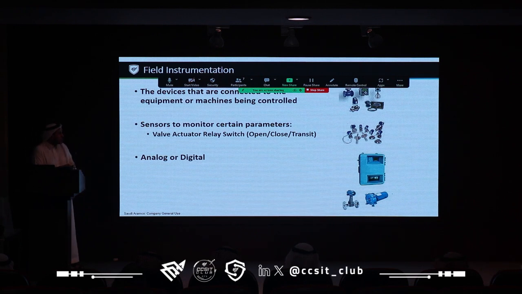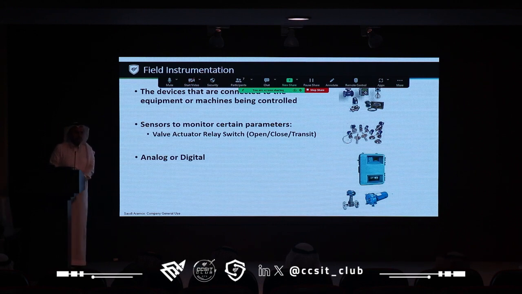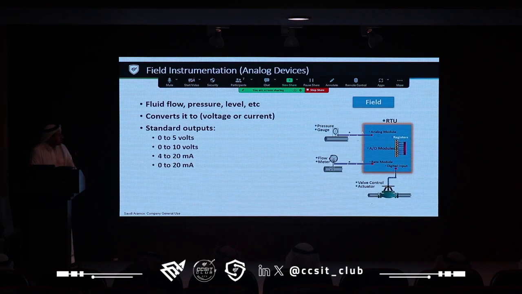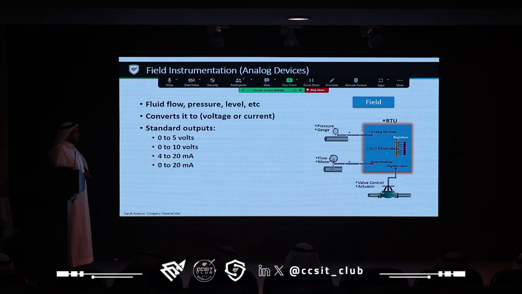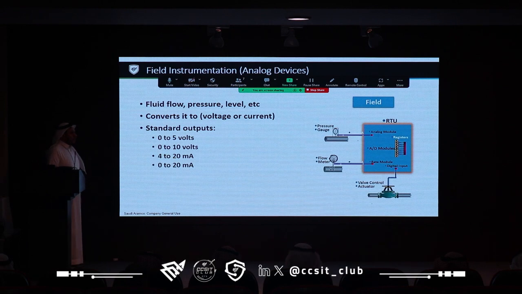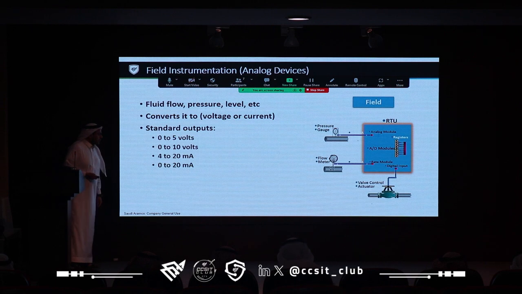Also, we have two types of field device. We have analog and digital. It's not only digital. If you look at analog devices, we have oil flow, pressure, level. It is read through analog devices, converted to voltage or current to be readable. Also, the standard output for these analog devices may be volts or amperes.